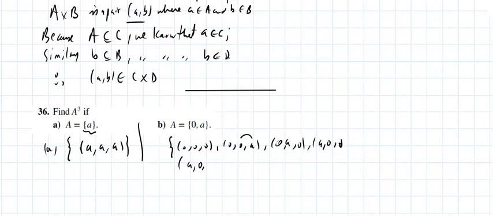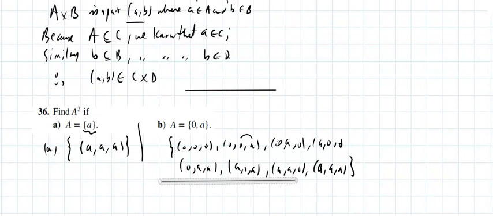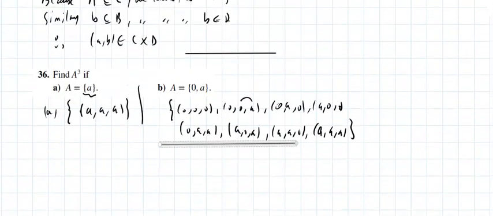No, I missed the two a's here. Let me start. So we start with 0, 0, 0. Then you start with 0, 0, a; 0, a, 0; a, 0, 0; and so on. And the last one would be a, a, a. 1, 2, 3, 4, 5, 6, 7, 8 of them. That's true. And that concludes this section.